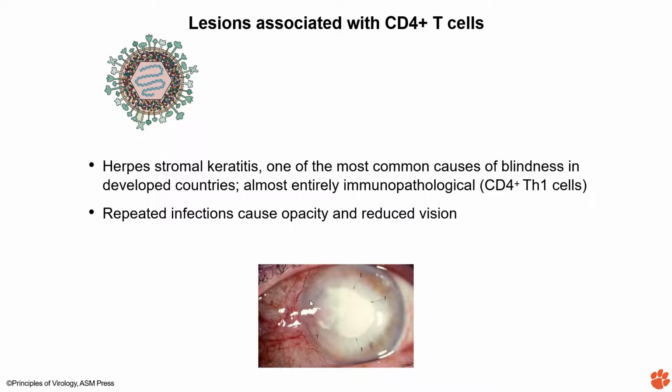So here are also examples of CD4 T helper cell-related immunopathology. This is herpes stromal keratitis. This is actually the number one common cause of blindness in developed countries. Just remember that. Because, as I said, we all have some herpes virus somewhere in our body, mostly in the latent stage. But this is entirely driven by the Th1 cells, and repeated infection causes opacity and reduced vision. Basically the cornea becomes opaque, or as you can see, it just becomes white.